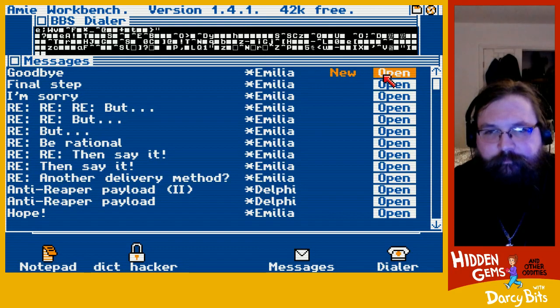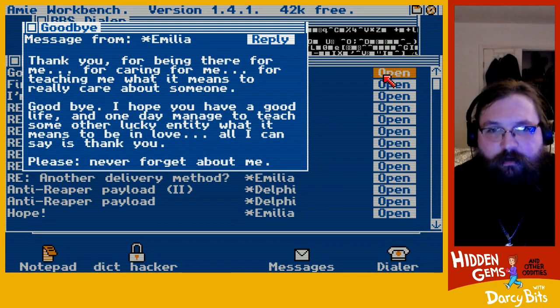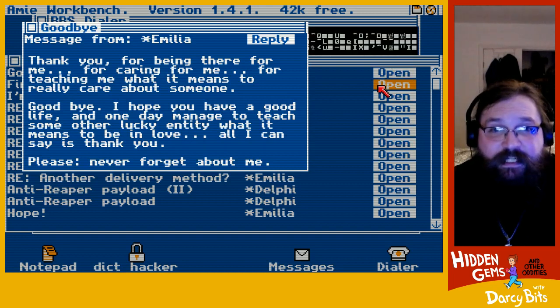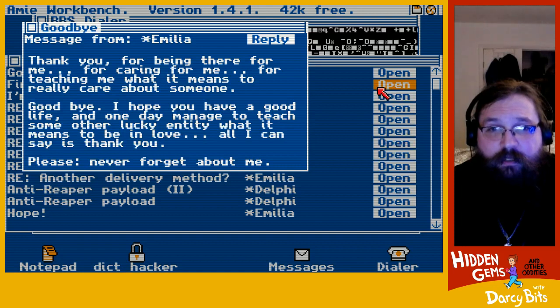Goodbye. Thank you for being there for me. Thank you for being there for me, for caring for me, for teaching me what it means to really care about someone. Goodbye. I hope you have a good life. One day, manage to teach some other lucky entity what it means to be in love. All I can say is, thank you. Please, never forget about me.